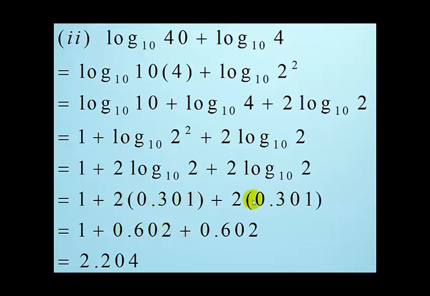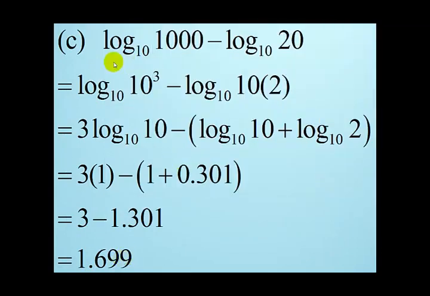And the same thing happens here. So we have 1 plus 0.602 plus 0.602, and the answer is 2.204. This means that log 40 to the base 10 plus log 4 to the base 10 is equal to 2.204.